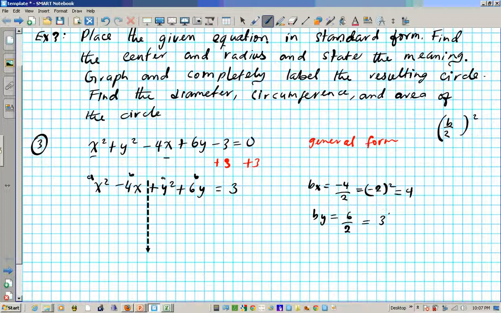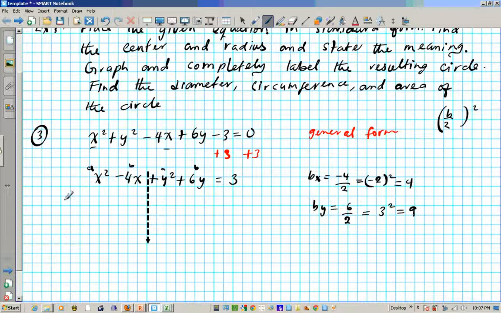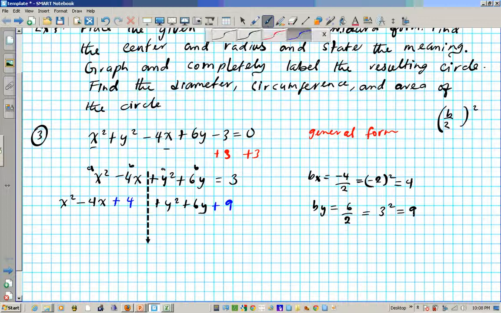That gives me 3. When I square it, I get 9. So that completes the square in the y world, okay? So let's go ahead and insert the results we just got. On the x side, I'm going to have x squared minus 4x. The term that completes the square is 4. Let me add that in with the blue ink, plus 4. And then in the y world, we have plus y squared plus 6y. The number that completes the square in the y world is basically 9, so plus 9. And then that equals 3.